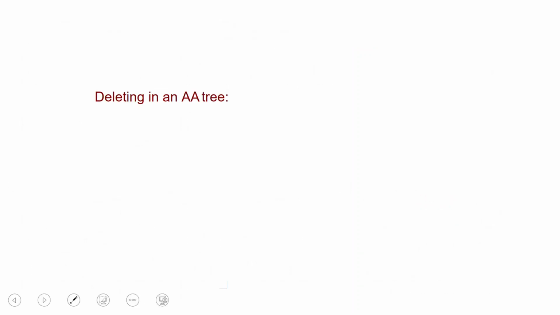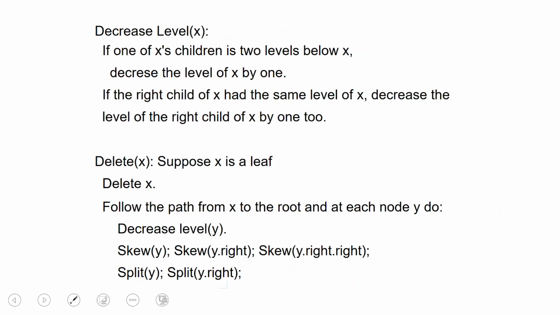Deletion is more complicated, but really the big saving of AA trees is that I'm still going to be able to present you a complete description of deletion, while for the other trees this thing gets very complicated. For deletion we need one more operation. It's called decrease level x, and it behaves as follows.